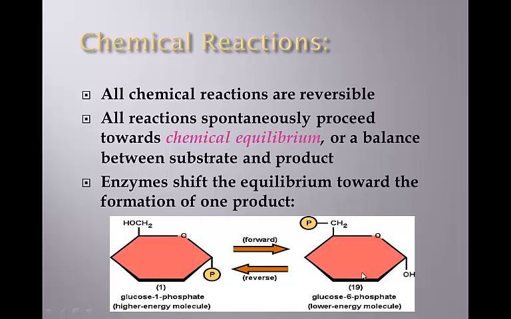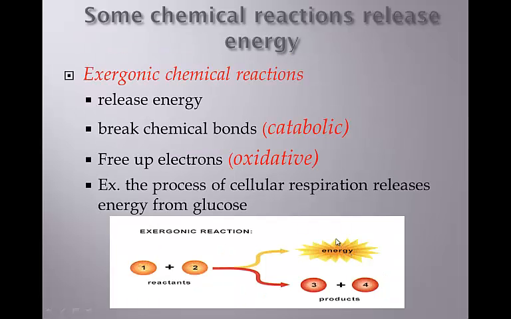Once equilibrium or a balance is achieved, the concentration gradient describes the difference in concentration of one area over the other. A good example of that: when you start a fire, you'll notice that there's smoke right by the fire.